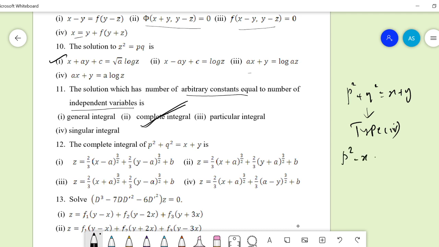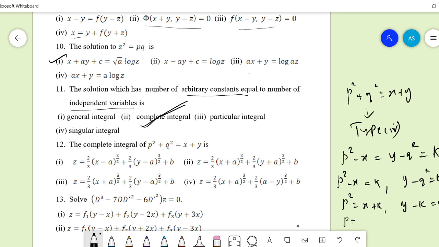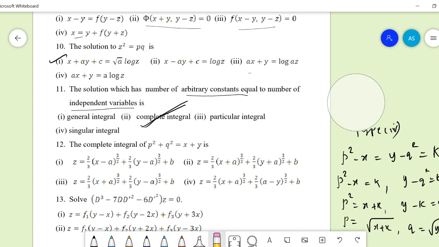compare the p square term with x, and the q square term with y. After that, equate to some constant, either a or b. I am using k. Now p square minus x is equal to k, and y minus q square is equal to k. So p square is equal to x plus k, and q square is equal to y minus k. So p is equal to the square root of x plus k, and q is equal to the square root of y minus k.